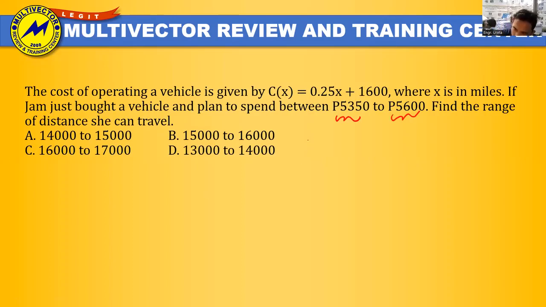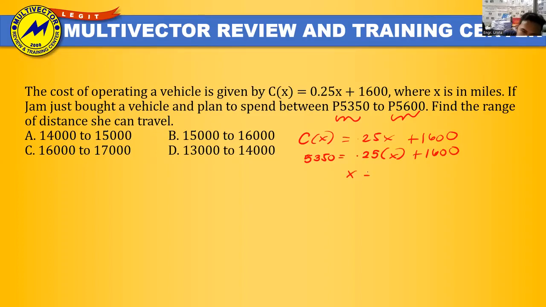Okay? So based on sa cost equation natin, C of x is equals to 0.25x plus 1,600. If we substitute the minimum cost, it will give us the minimum range ng ating travel. So 5,350 is just equals to 0.25 times x plus 1,600. Therefore our x, pag sinolve natin yan, is just equals to 15,000.